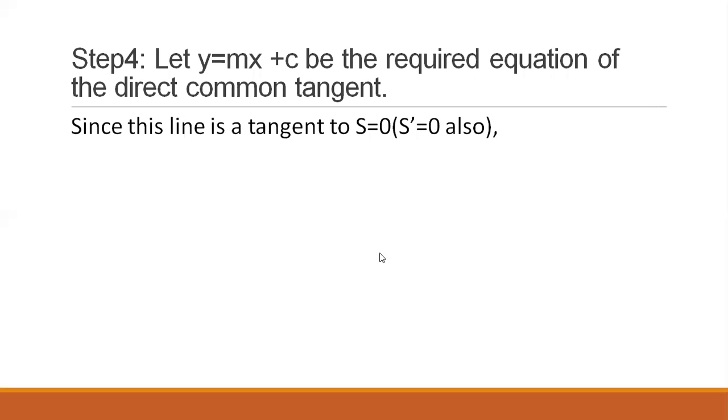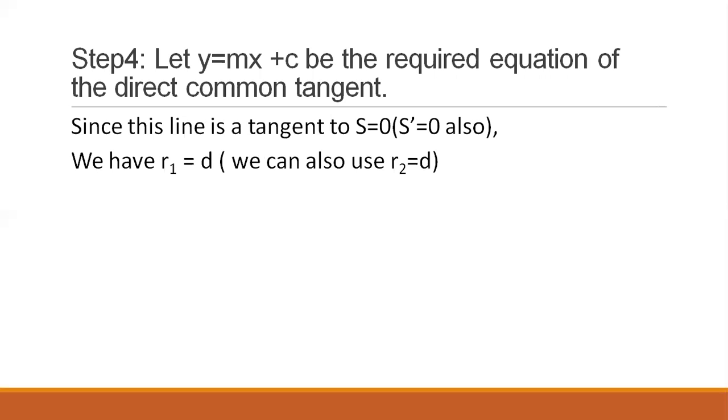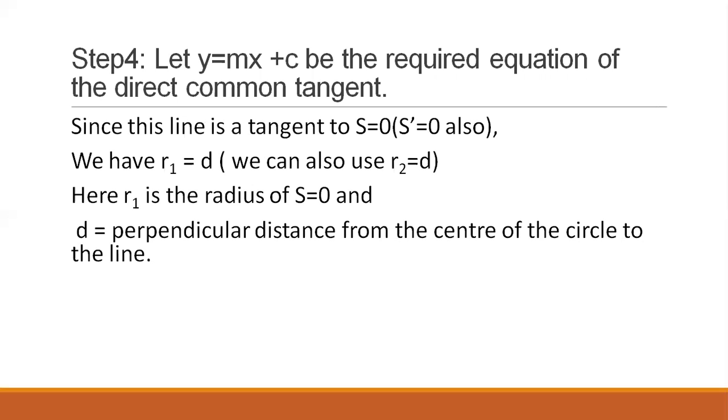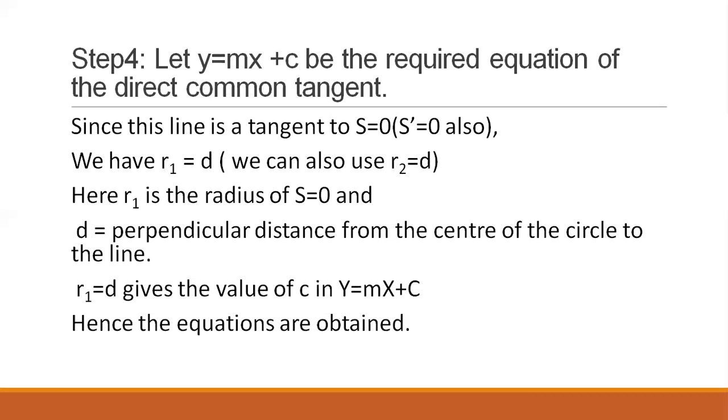So let y equal to mx plus c be the required equation of the direct common tangent. Since this line is a tangent to S equal to 0, and of course to S' equal to 0 also, we have r1 equal to d. We can also use r2 equal to d, children. Here R1 is the radius of the circle S equal to 0, and d is the perpendicular distance from the center of the circle to the line. So R1 equal to d gives the value of c in y equal to mx plus c. Substituting these values of m and c, we get y equal to mx plus c as the equation of the direct common tangent. Hence, the equations are obtained.